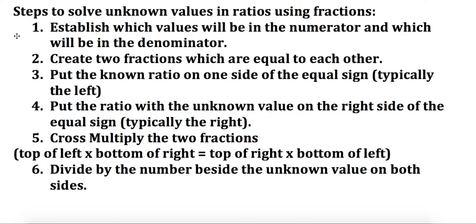Now here are the steps. We're always going to use the same steps, just like we've done in the past. We're going to establish what values are going to be in the numerator and what will be in the denominator. We'll create our 2 fractions. Normally you're going to put the known values on the left and the unknown value on the right, but you can switch these two. It doesn't really matter. You're going to cross multiply and then divide, and that should give you your answer.